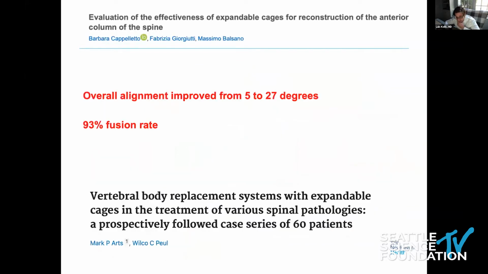There are many papers on replacement and reduction with expandable technology, and overall they found between 5 to 27 degrees of reduction of kyphosis when using these cages. Even in case series that include tumors, they found up to a 93% fusion rate, which is very, very good.